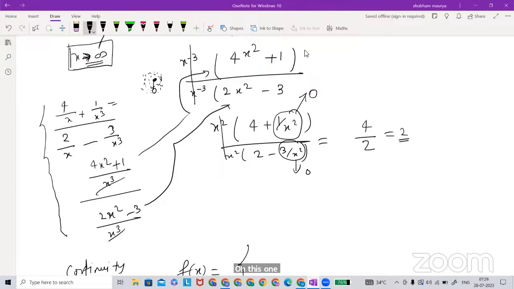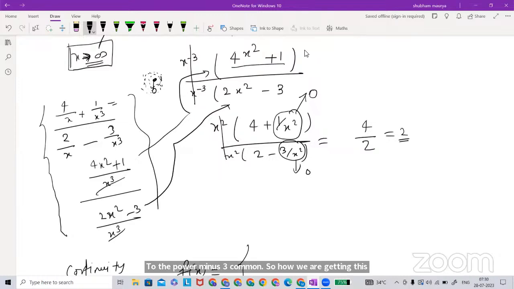I thought maybe someone doesn't know what is happening, how to take common, that's why I just made it. Otherwise, I just verified and checked that we are getting it or not. Also, for making it simpler, as we are taking x to the power minus 3 common, this is how we get this expression. By this way also you can get it.